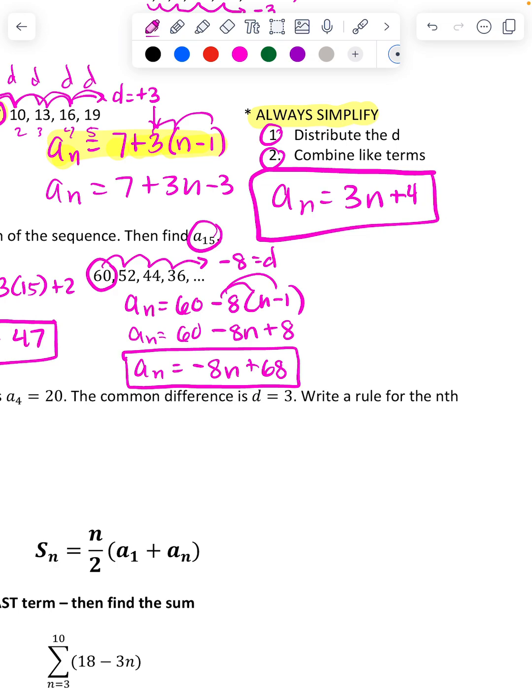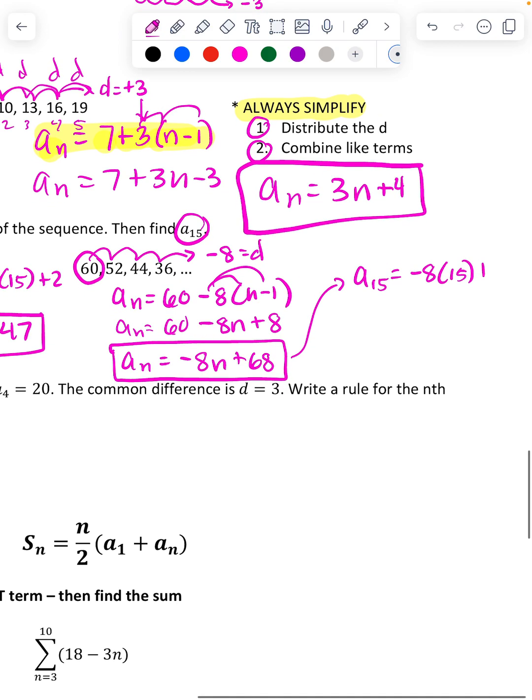So that's my explicit rule, but then I can go ahead and find the 15th term by plugging in a 15. And that's just what we did yesterday. And you use your calculator and say, well, the 15th number would be a negative 52.